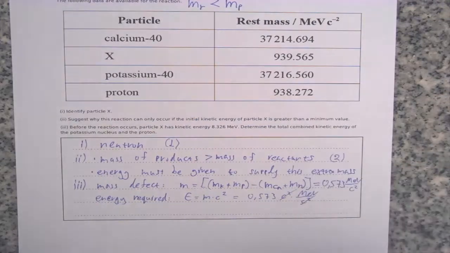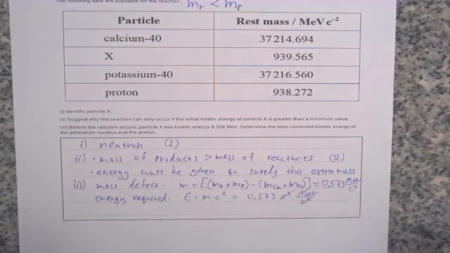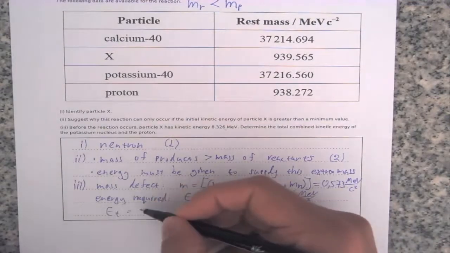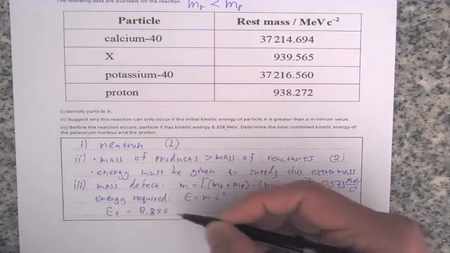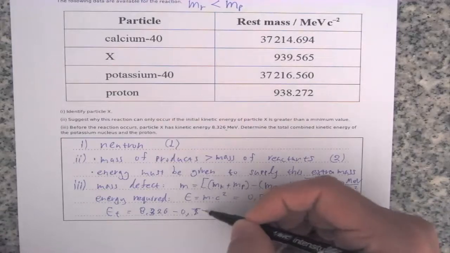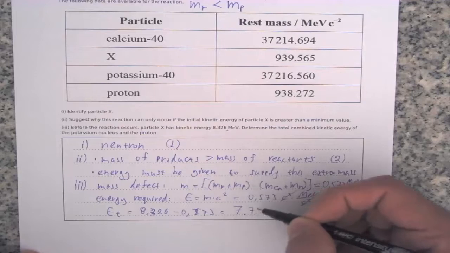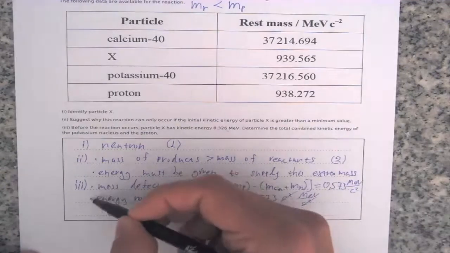So you have MeV. And now, the rest energy of the neutron that it had initially will be given to the kinetic energy of the products. So what will the total combined energy of the products be? It will be the initial kinetic energy of the neutron minus the energy required for this reaction. So 8.326 minus 0.573, and if you do the calculations here, you have 7.753 MeV. And these are your 3 points for this mark.